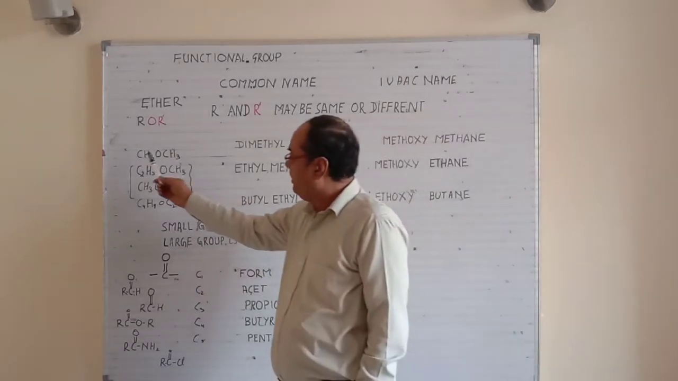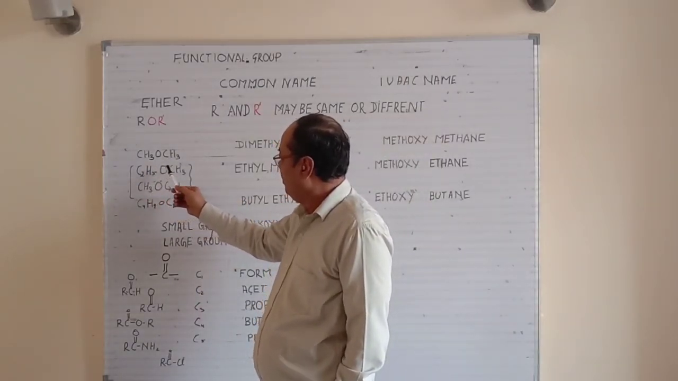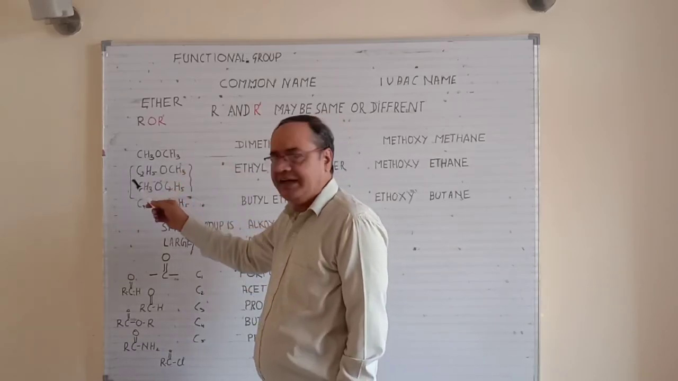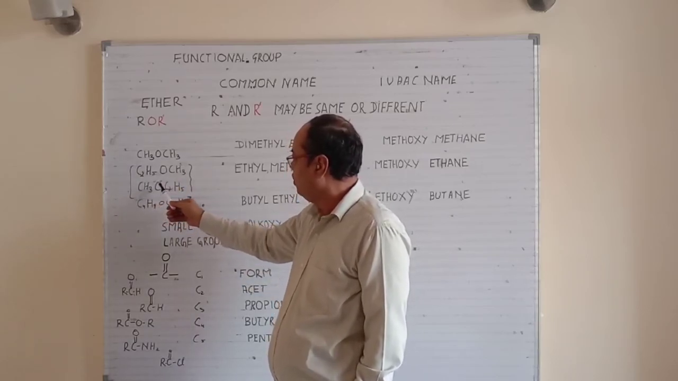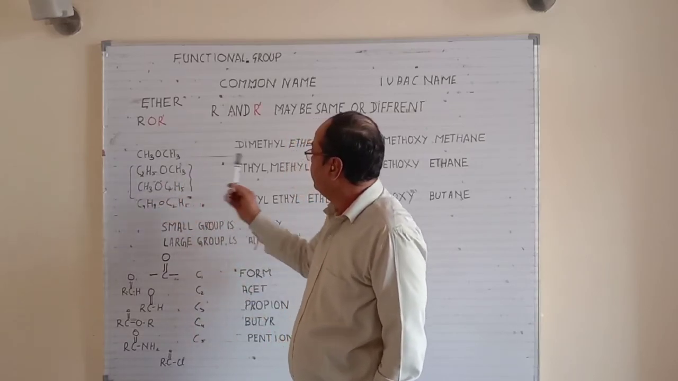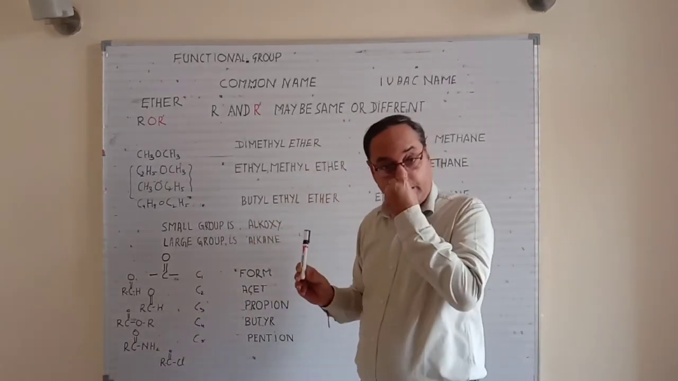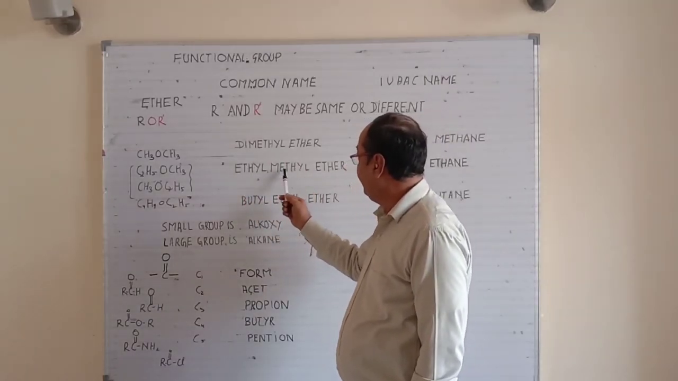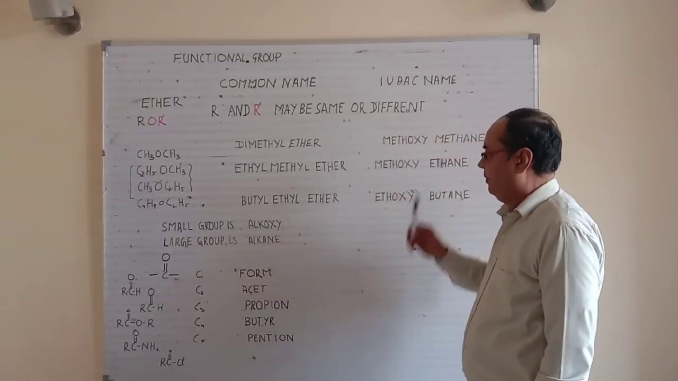Second, we are taking different R groups. One is C2H5O, then CH3. If CH3 is written on this side or that side, it hardly matters, both are the same thing. Or CH3OC2H5. In this case, in common name, you will always take alphabetical order. So in alphabetical order, ethyl will come first, then methyl, then ether. And IUPAC name is methoxyethane.